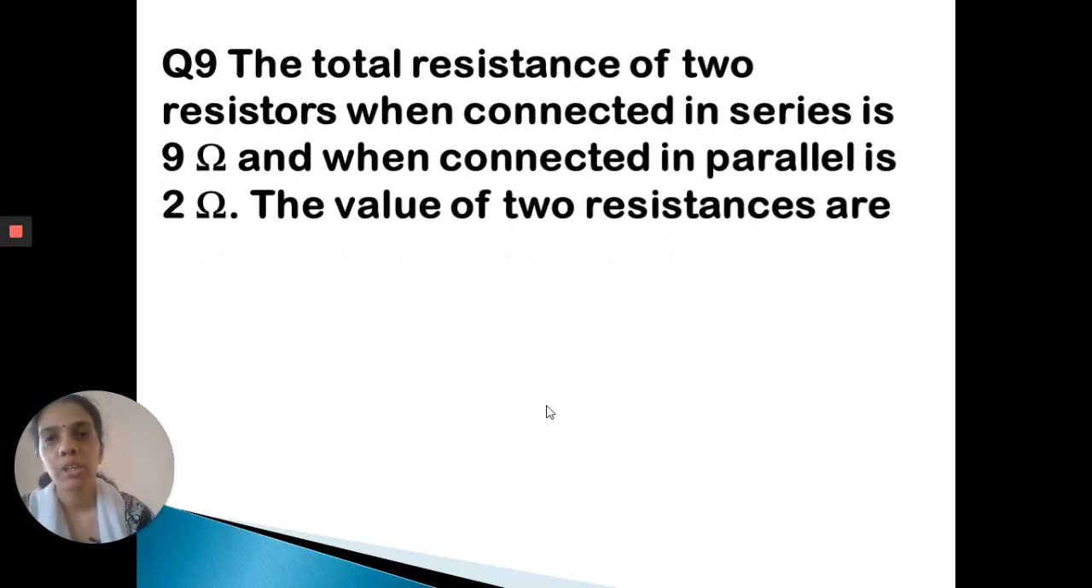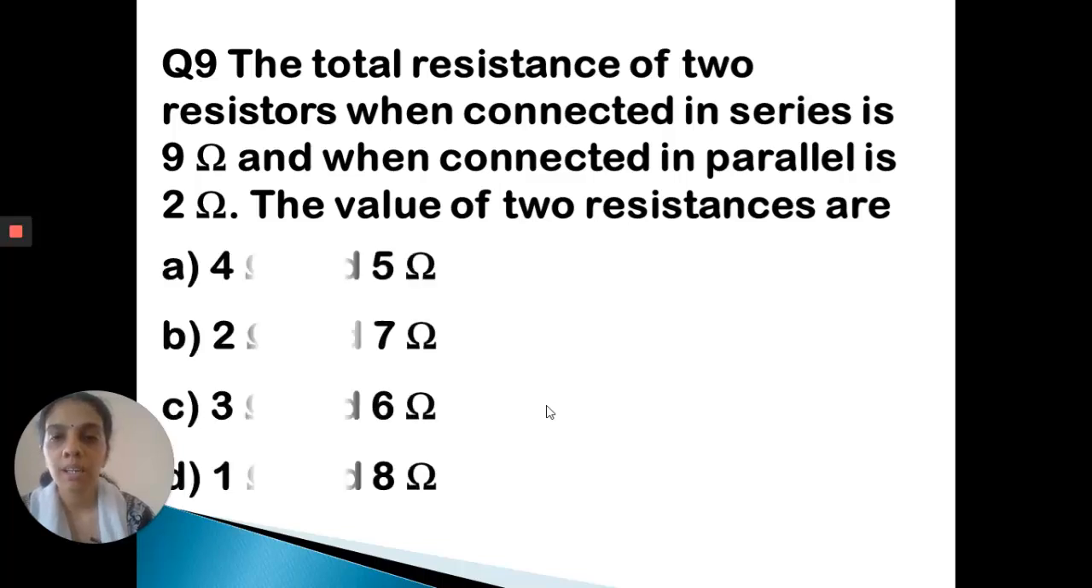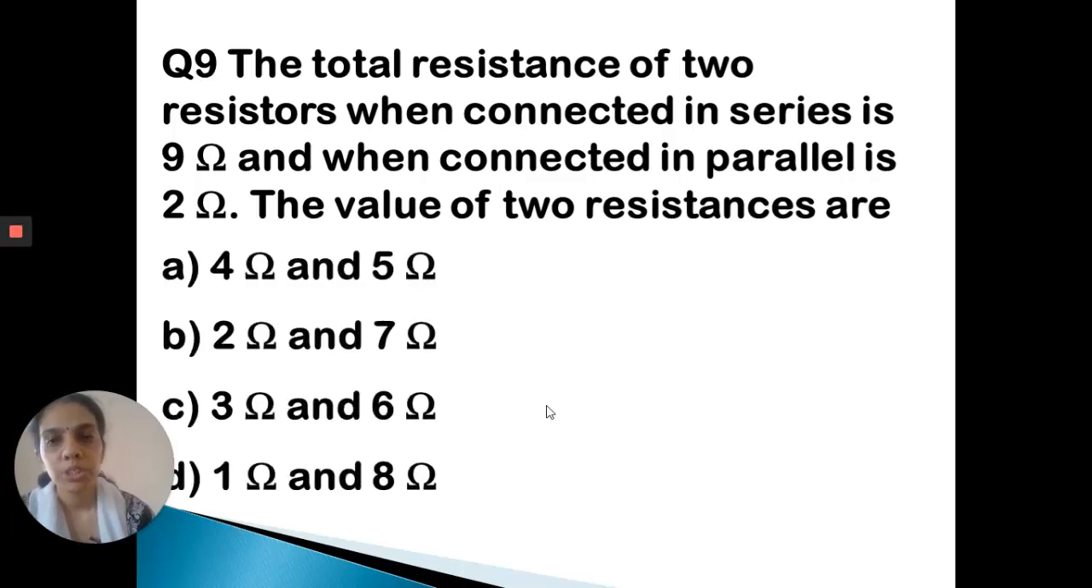The next question is: the total resistance of two resistors when connected in series is 9 ohm, and when connected in parallel is 2 ohm. The values of the two resistances are: first option 4 ohm and 5 ohm, second option 2 ohm and 7 ohm, third one 3 ohm and 6 ohm, and fourth one 1 ohm and 8 ohm.